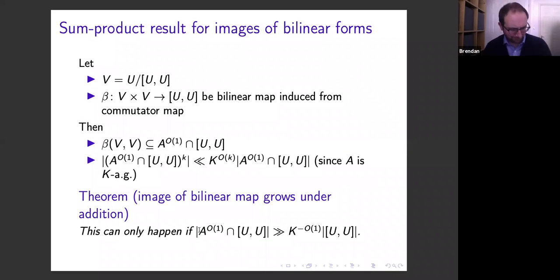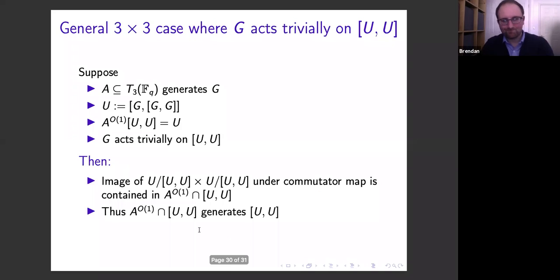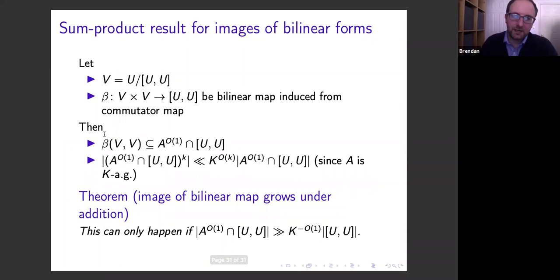Right, but some number of products of A intersected with the derived subgroup will contain all of the derived subgroup. And so what we need to do is show that it generates quickly. So this is sort of the general setup. We have this abelianization and we have a bilinear map to the derived subgroup.